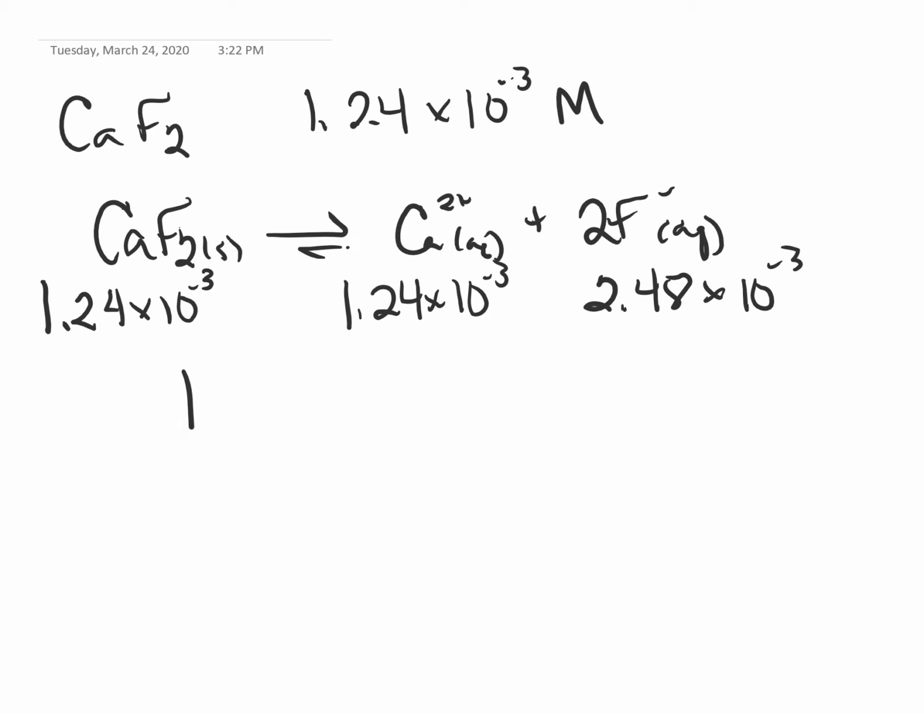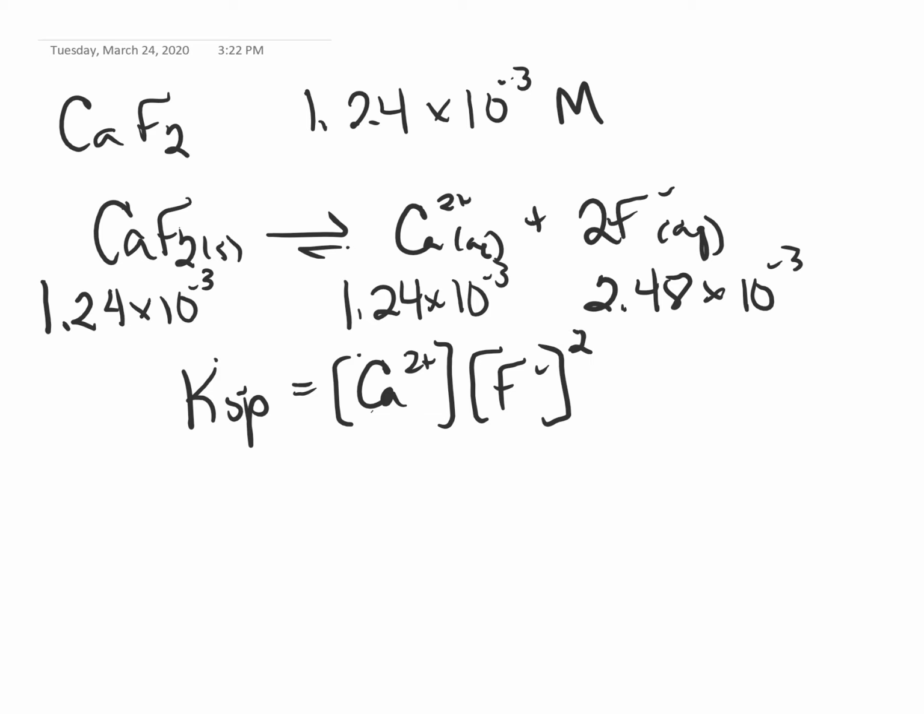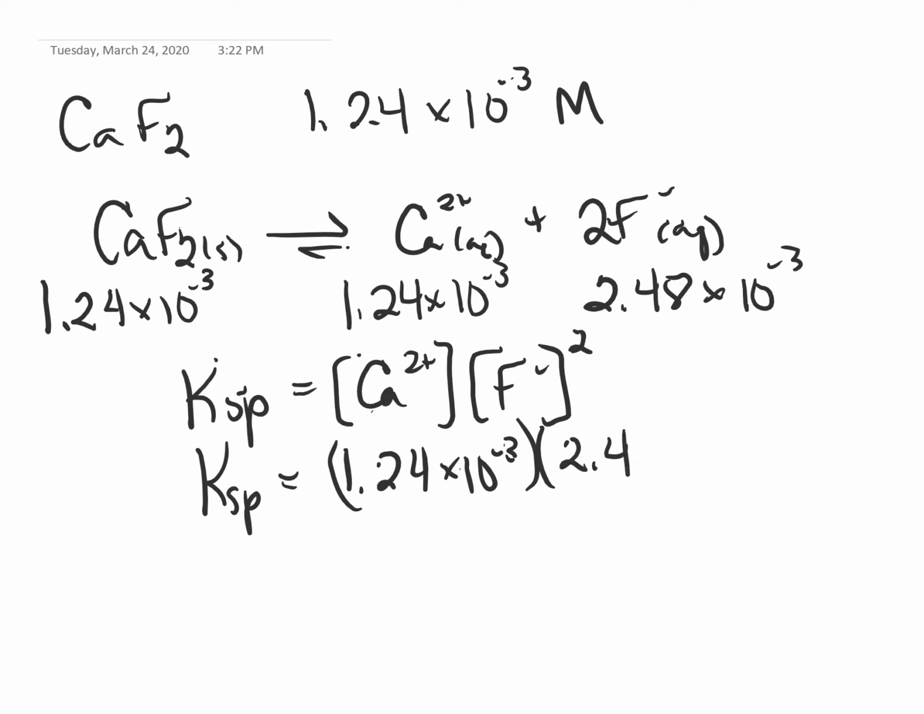So now I'm going to write my Ksp expression. So this is going to be Ca times the concentration of my F minus squared, since there's a 2 out in front. So if I want to calculate Ksp, I'm just going to plug in those solubilities. So 1.24 times 10 to the minus 3rd, and my other one's 2.48 times 10 to the minus 3rd, and that's going to be squared.